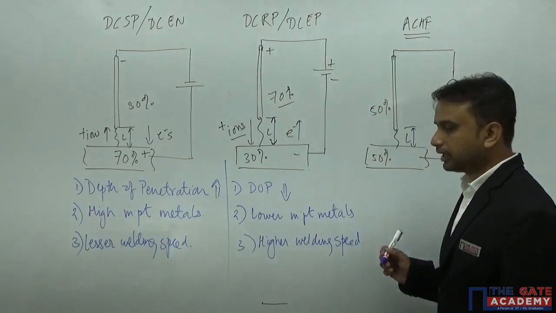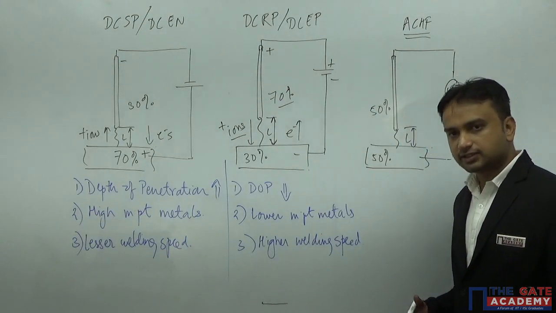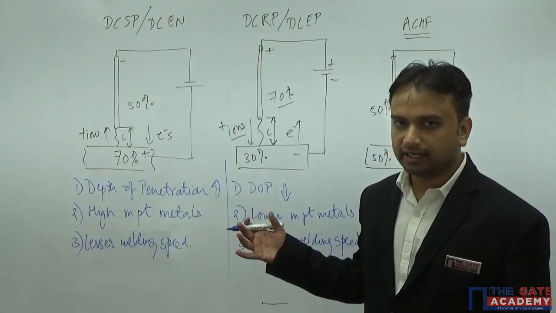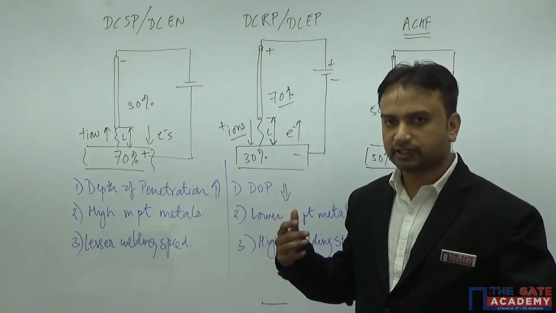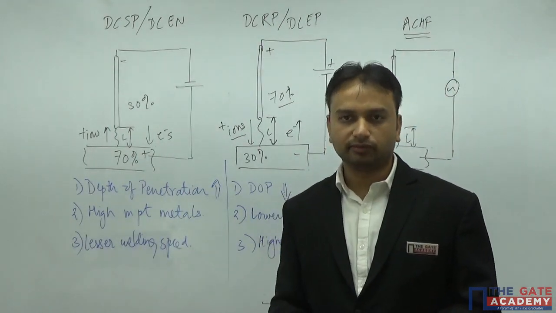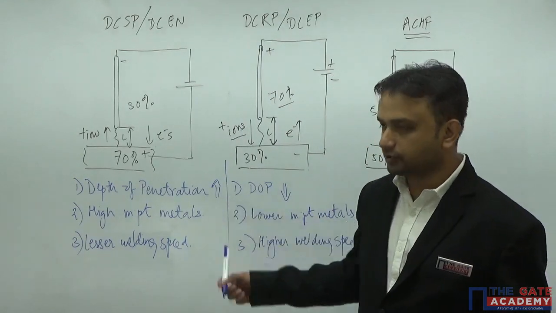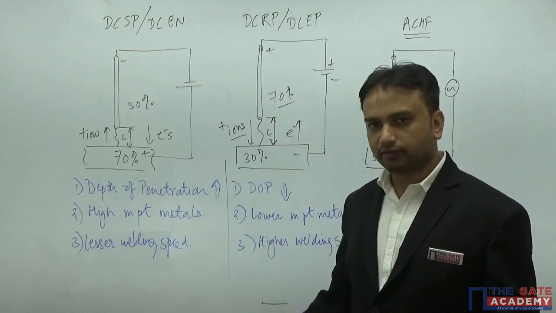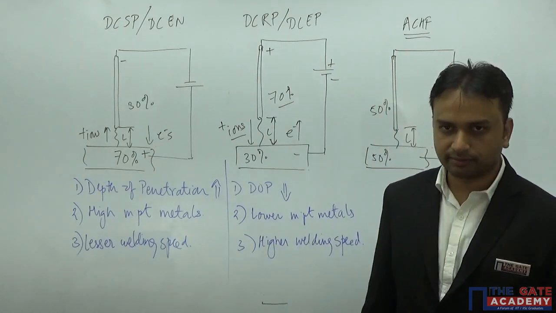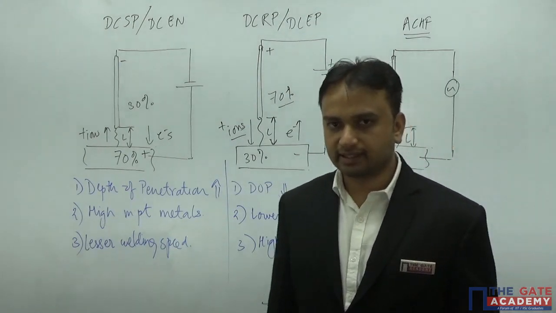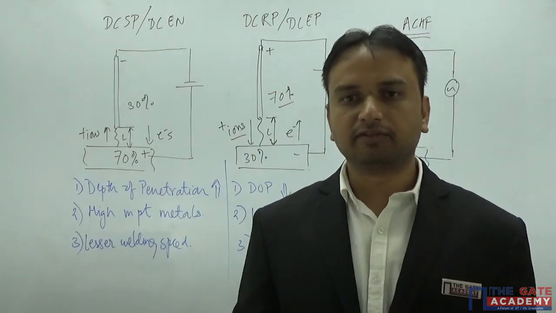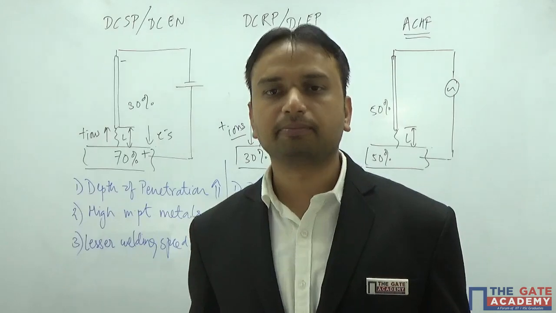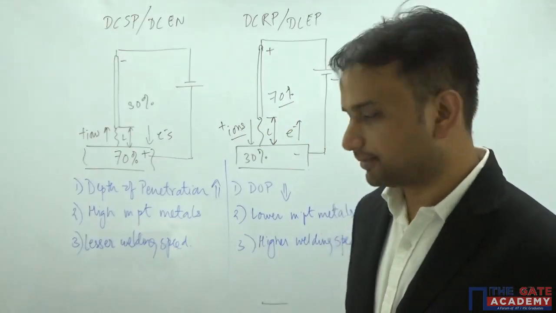Yes. And what about ACHF now? ACHF is the mediocre form of both of these things. It is the average of all these things. Because of 50% of heat evolved, you get moderate depth of penetration, moderate melting point metals could be welded, and moderate welding speed you are going to obtain. So that is about ACHF. We have now completed our three types of arrangements: DCSP, DCRP, and ACHF. Now let us proceed further.